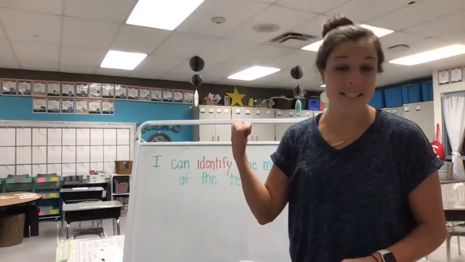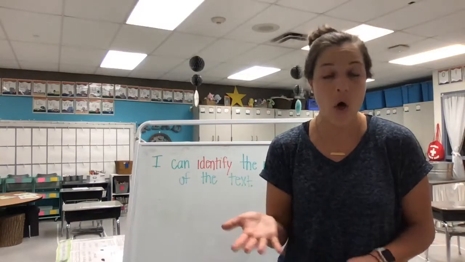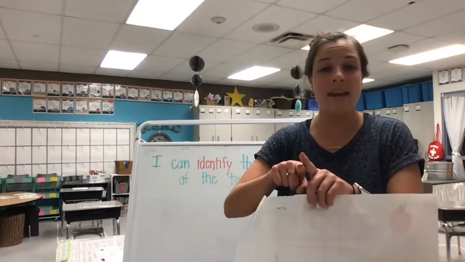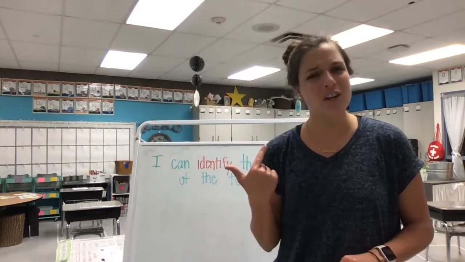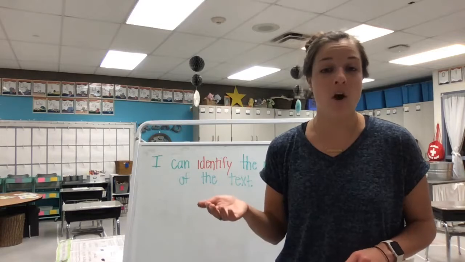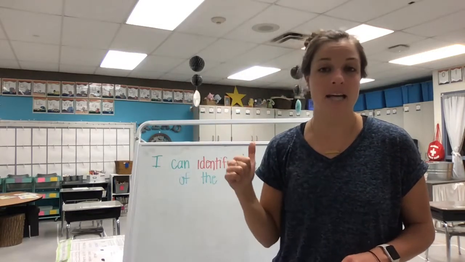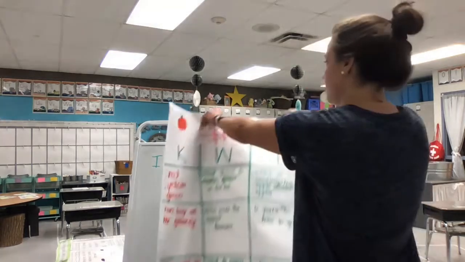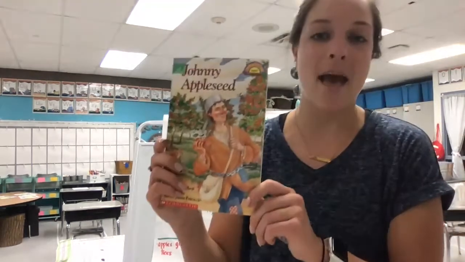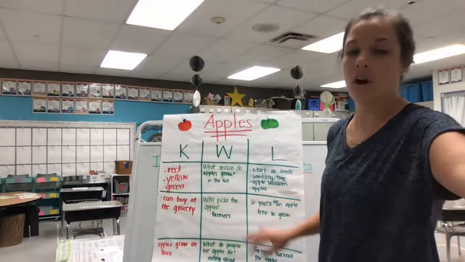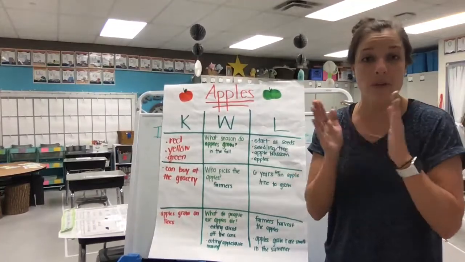When we say identify in this learning target, that means that you're going to be able to tell what the main idea is. The main idea is the big idea. And in order to do that, we have to ask ourselves some questions as readers and also draw from our schema, what we already know about that topic, about apples. So our story today is Johnny Appleseed, and we're going to use what we've already learned and know about apples in order for our brains to understand what the story is about.